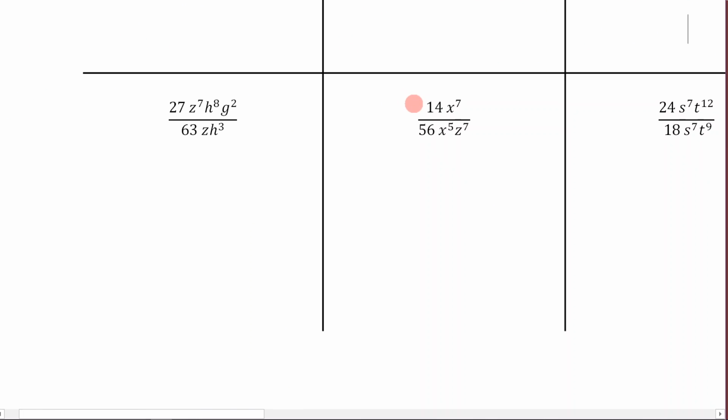Okay, next. We have this one. So again, I'm going to have to simplify. I have 27 and 63. Both of those can be divided by 9. So that means 27 divided by 9 would be 3. 63 divided by 9 would be 7. Then I have a z here and 7 up here. So that's going to be 7 minus 1 is 6. Then I have h to the 3, h to the 8. That's going to be 5 there because 8 minus 3 is 5. And then nothing can be done with that g squared. So my answer is going to be 3, z to the 6, h to the 5 over just 7 on the bottom. That's the only thing left.